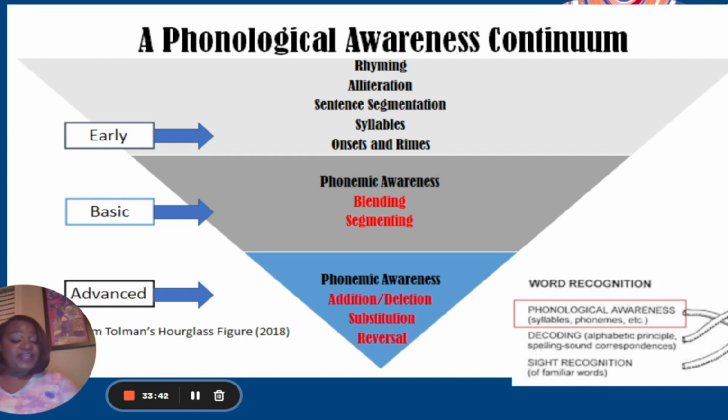The graphic in the bottom right corner of the screen is from our LETRS manual. When we talk about Scarborough's rope, we know that one portion of that rope is the word recognition portion. The skills that are included in word recognition are phonological awareness, decoding, and sight recognition of familiar words.